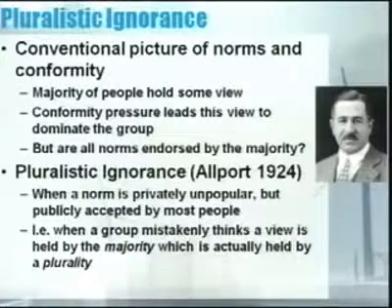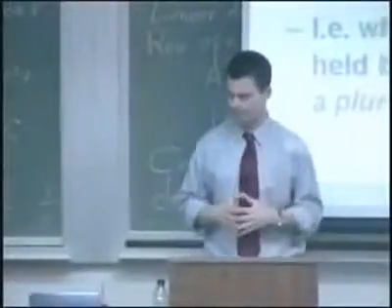What is this idea? Well, it's important to understand the backdrop that pluralistic ignorance as a concept is responding to. The conventional picture of norms and conformity that social scientists hold is that norms happen when the majority of people hold some view. Then conformity pressures lead this view to dominate the group. And this is roughly the situation with the Asch experiment, right? Where you've got 8 confederates, they all hold some view, and if you come 9th, you're going to assume that view as a result of conformity pressure, right?